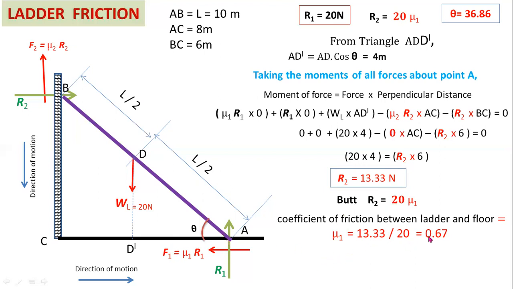After getting the coefficient of friction, you have to determine frictional force F1 equal to mu1 R1. Frictional force between the ladder and floor is F1, F1 equal to mu1 R1. Substitute the value of mu1 and R1 in this equation. Here R1 equal to 20 newtons and mu1 equal to 0.67. So frictional force between ladder and floor is 13.33 newtons. This is the final answer for this problem.